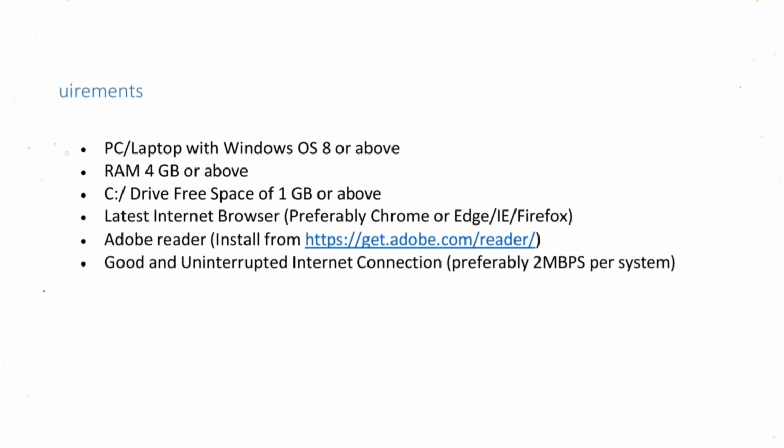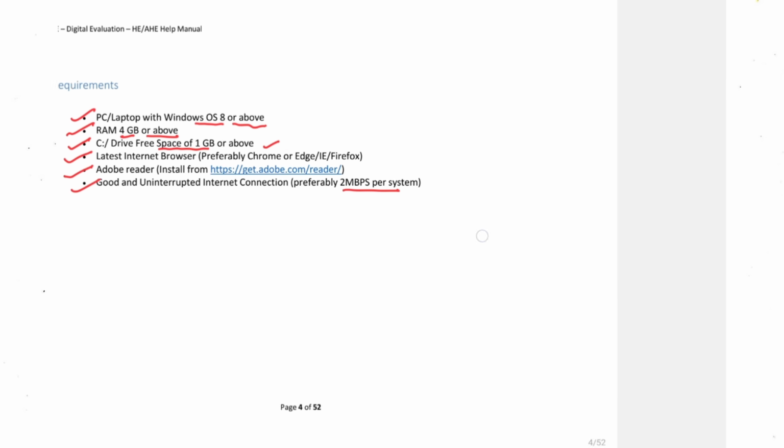System requirements: first, you should have a PC or laptop with Windows OS 8 or above. RAM should be 4 GB or above. C drive free space should be 1 GB or above. You should have the latest internet browser, preferably Chrome, then Adobe Reader, and a good and uninterrupted internet connection with a minimum speed of 2 Mbps.